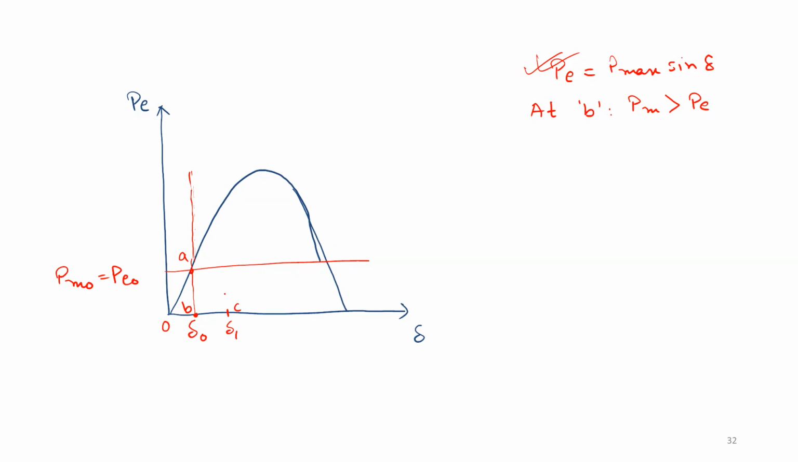So you're saying that it will go back to the PE curve vertically from which point? B or C? C. Very good. Excellent answer. Yes, that is the correct answer.